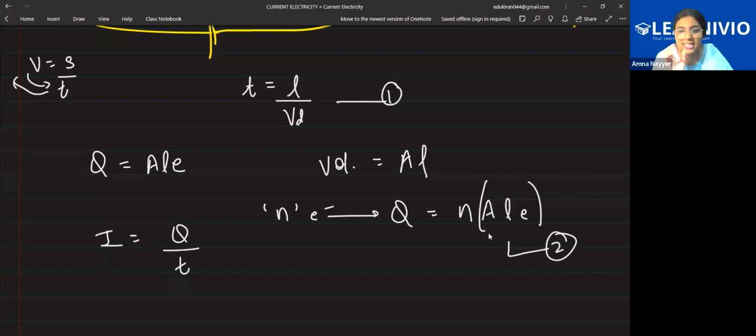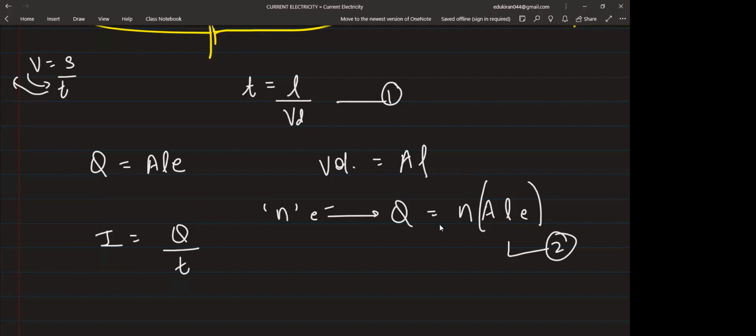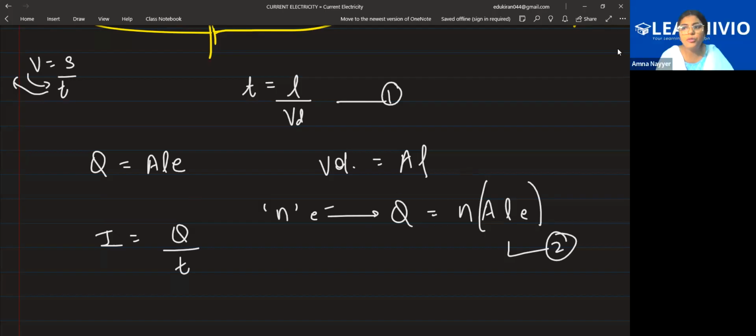I am repeating. Time is equal to distance by speed. Distance is the length of the conductor, speed is the drift velocity. So L by VD. Charge of a single electron is E. We want the electron to be throughout the wire, so we have multiplied it with the volume AL, ALE. And since n number of electrons are present, we have multiplied it by n. Till here, Memuna, everything is clear? Yes, ma'am.